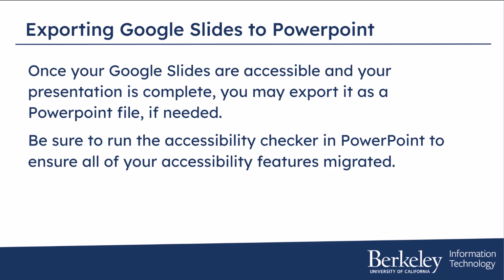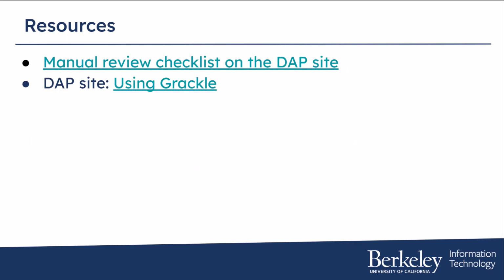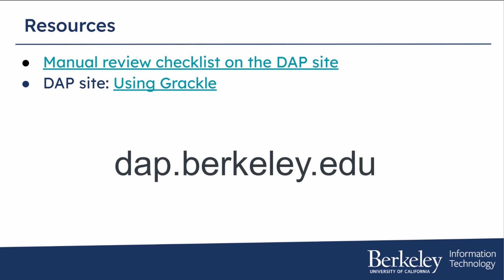So once your Google Slides are accessible and your presentation is complete, you may export it as a PowerPoint file if needed. But be sure to run the accessibility checker in PowerPoint to ensure all of your accessibility features migrated. A couple of relevant pages are the manual review checklist available in the testing section, or the Grackle how-to guides, which are available in the Google page under Documents and Forms on the menu.